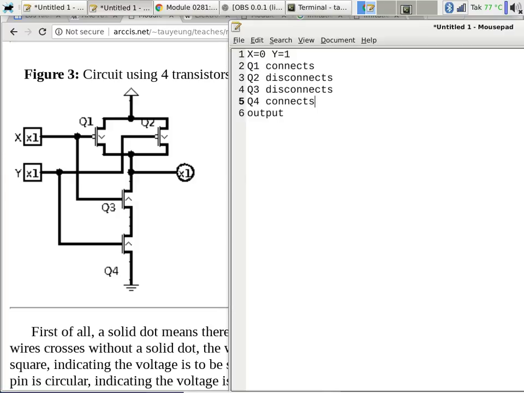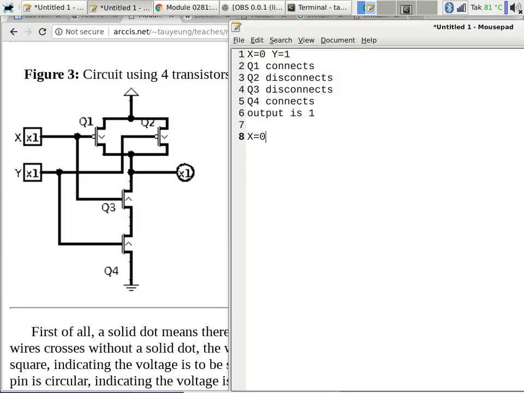1 is high voltage and 0 means 0 volt. Does it connect to ground, 0 volt, or does it connect to the supply voltage, which is positive? Positive, we'll call it 1. Is that okay?